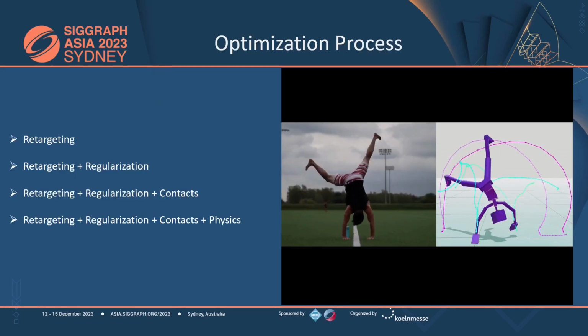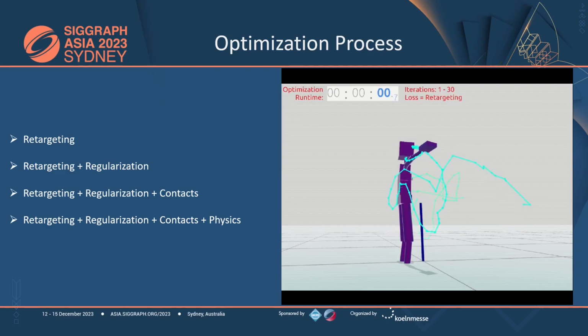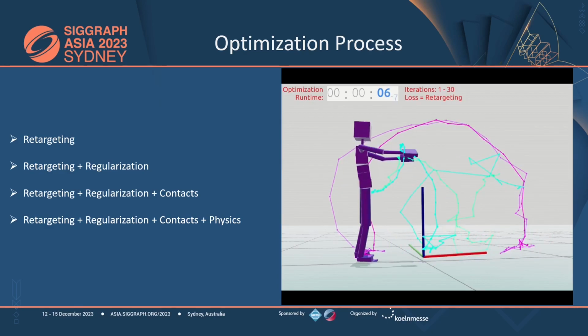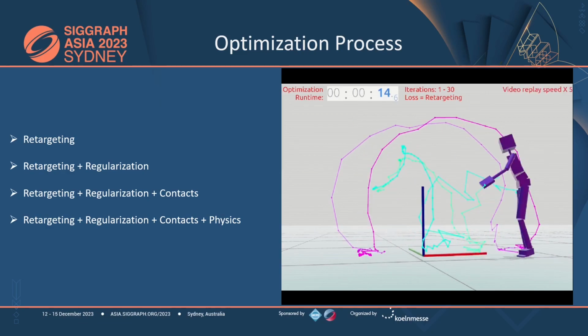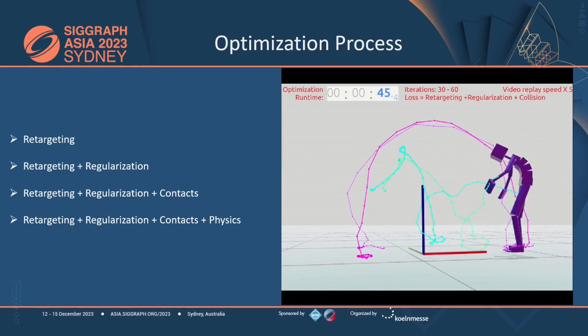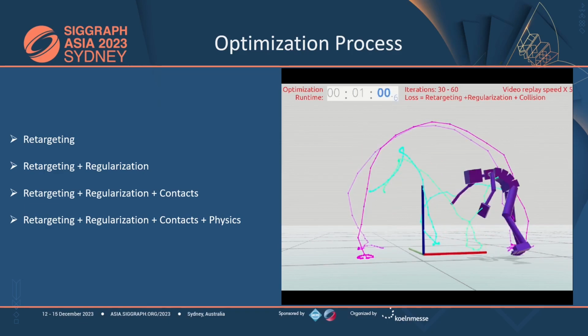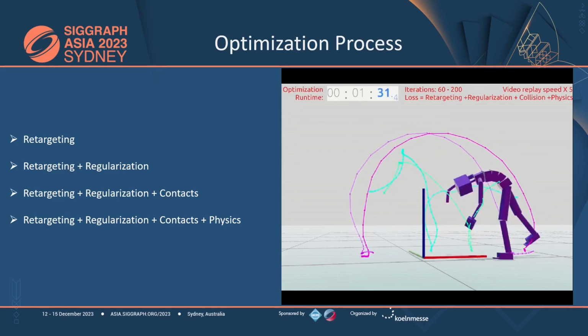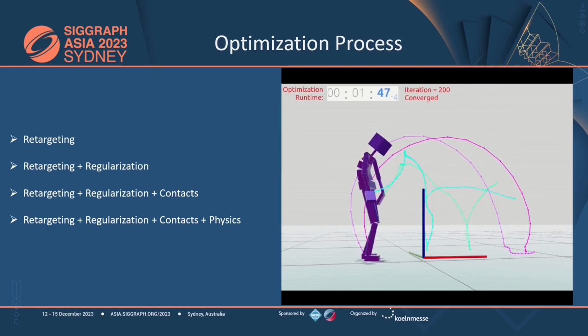To achieve an even faster convergence, we use different weighted combinations of the loss function during the optimization. Initially, the solver focuses on the kinematic goals and subsequently incorporates regularization, contacts, and rigid dynamics. We minimize the composed loss using a Gauss-Newton method.